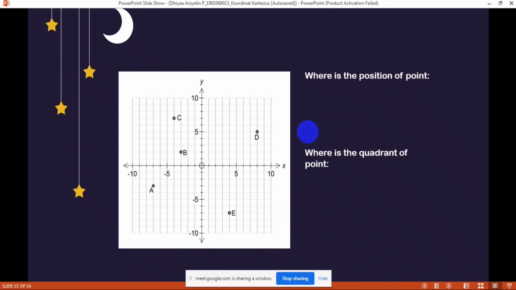Yes. You can answer. Where is the position of point A? The position of point A is -7, -3. Okay. For point B, the position of point B is -3, 2. Okay.